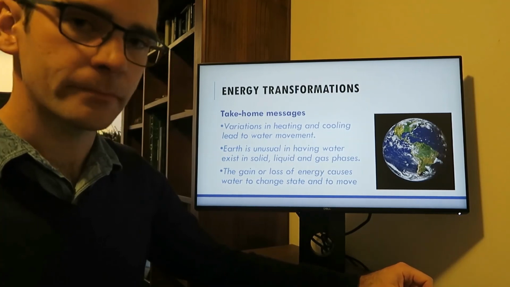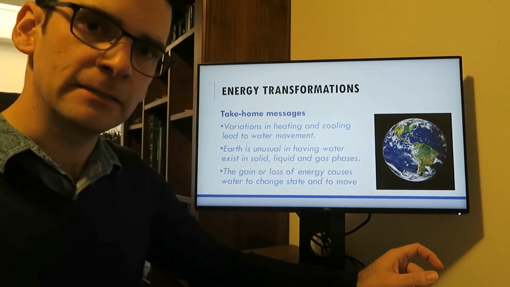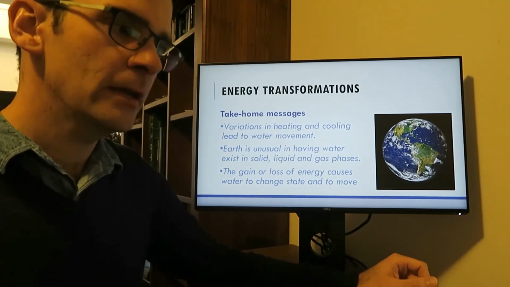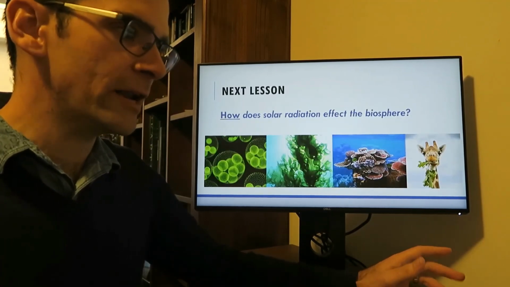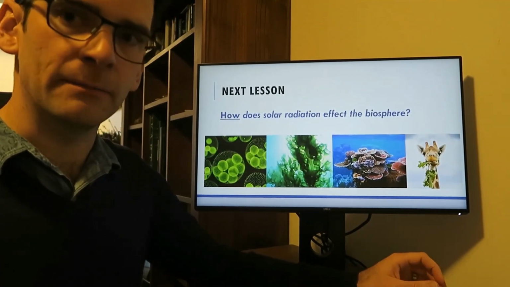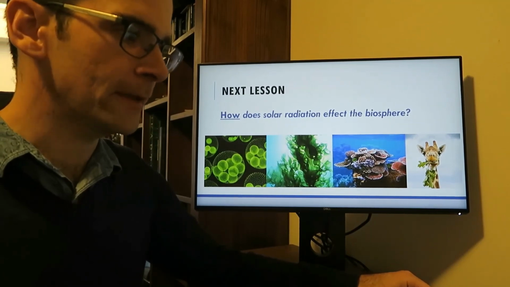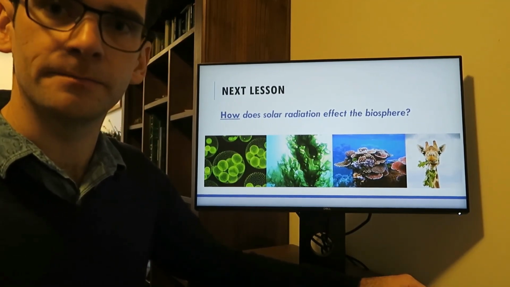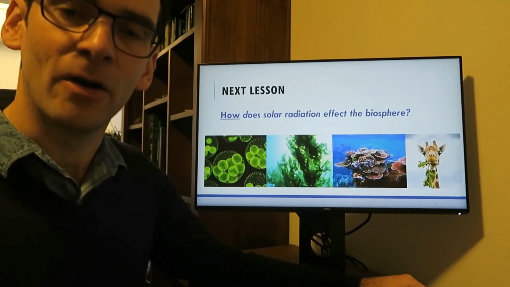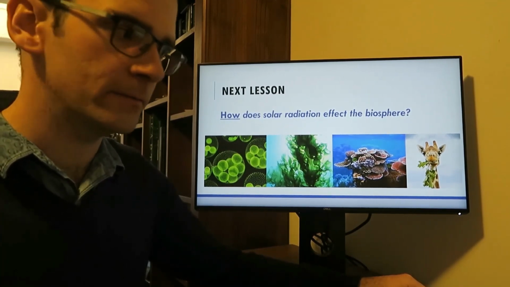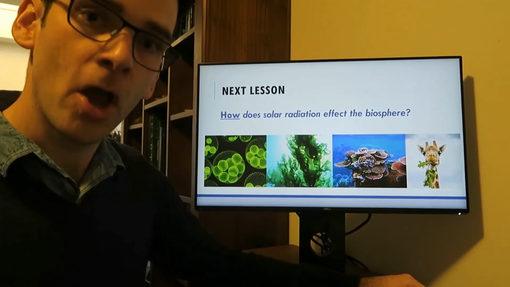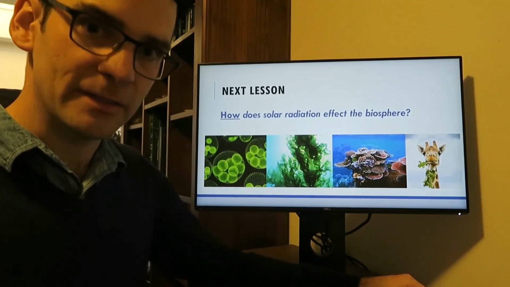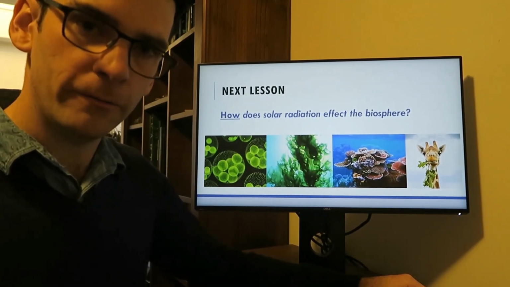Now, for our next lesson, if you're interested, we're going to be looking at how solar radiation affects the biosphere, or in particular living things. I just have a couple of pictures there which refer to all the different organisms that rely heavily on light for photosynthesis.